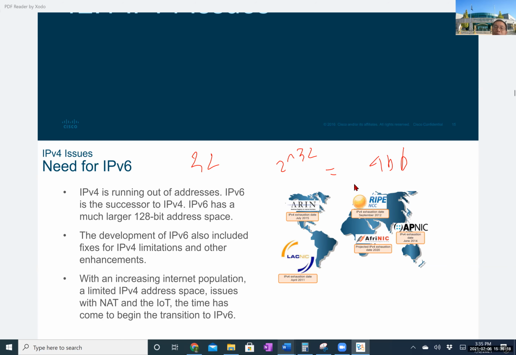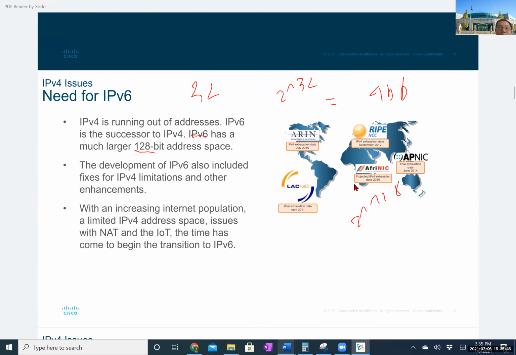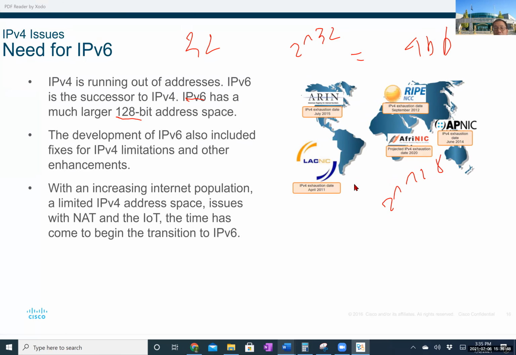That's why they came up with the idea of IP version 6. With IP version 6, you have a 128-bit address space, so we have 2 raised to power 128. It's a huge range of IP addresses to overcome the problem of running out of IP addresses for IP version 4. The deployment of IP version 6 also includes a fix for the IP version 4 limitations, and it also has some other enhancements. With an increasing internet population, you have limited IP version 4 addresses, problems with network address translation, and nowadays you have the Internet of Things. Right? Now it's time to transition to IP version 6.